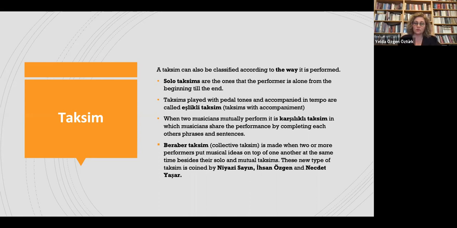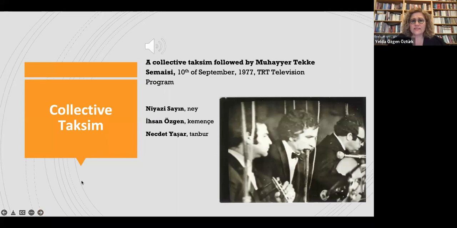Now I would like to have an example of this collective taksim type. As you can see, it's from a television broadcast from 1977. So you can see the picture of three musicians here. You will have a small, two-minute first taksim, a collective taksim, and it will be followed by a sastemaisi, which is an instrumental piece as well. But you will not be listening to all of the piece.